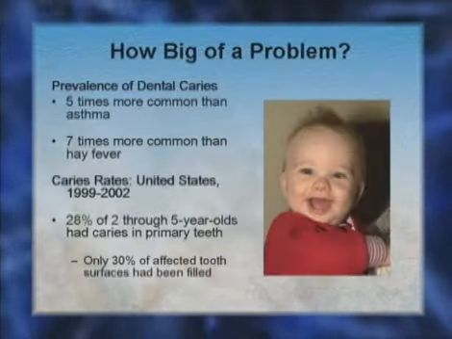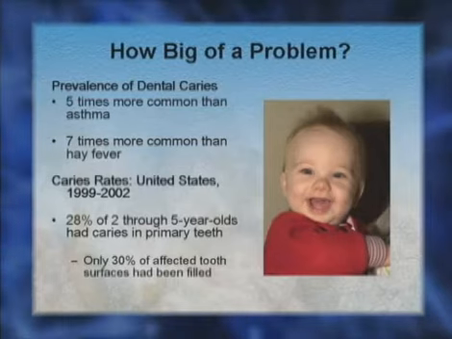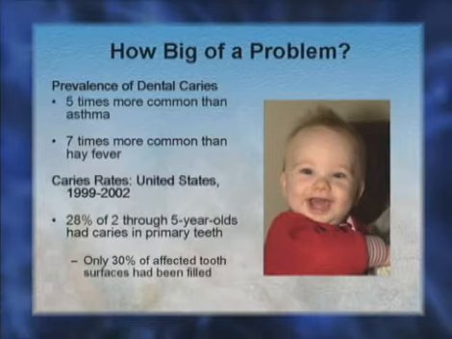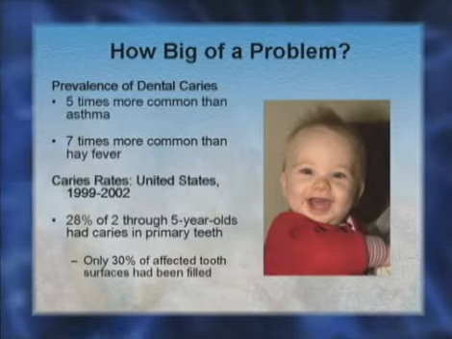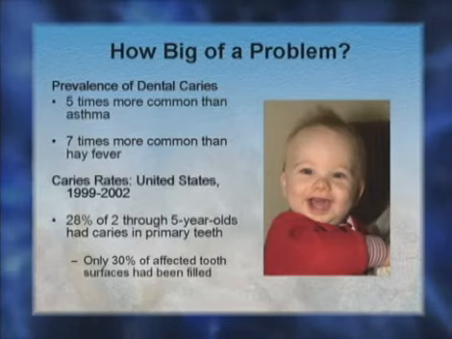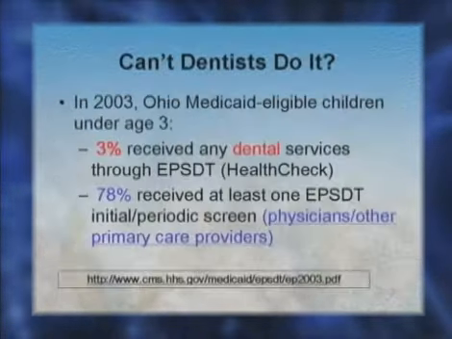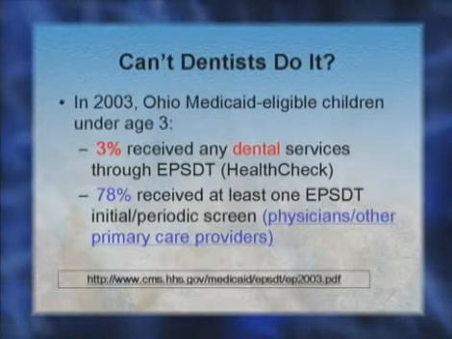Tooth decay is a big problem. It's 5 times more common than asthma and 7 times more common than hay fever. Data collected from 1999 through 2002 show that 28% of U.S. children aged 2 through 5 had decay in their primary or baby teeth, and only 30% of those decayed surfaces had been filled. Why can't dentists take care of this problem?